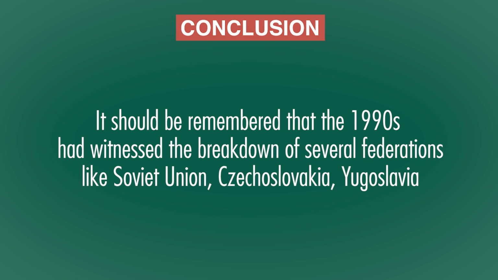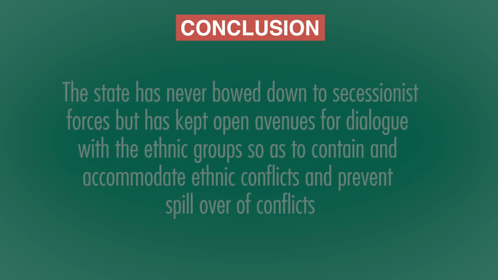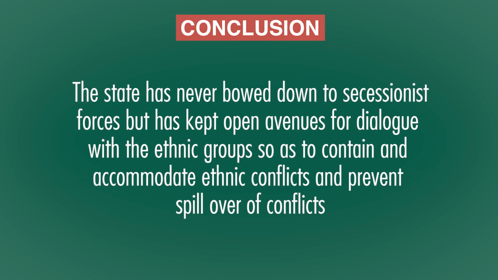and has averted the disintegration of the Indian Union. It should be remembered, students, that worldwide in the 1990s, federations collapsed, and we know of the collapse of the Soviet Union, Czechoslovakia and Yugoslavia, to name a few. But India has successfully averted disintegration of the Union through careful accommodation of demands within the constitutional framework. The state has never bowed down to secessionist forces, but has kept open avenues for dialogue with the ethnic groups so as to contain and accommodate ethnic conflicts and prevent spillover of conflicts.